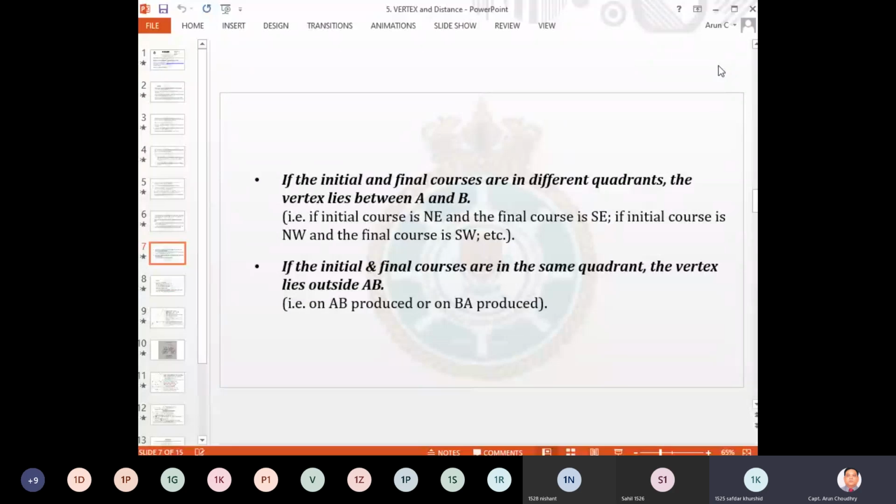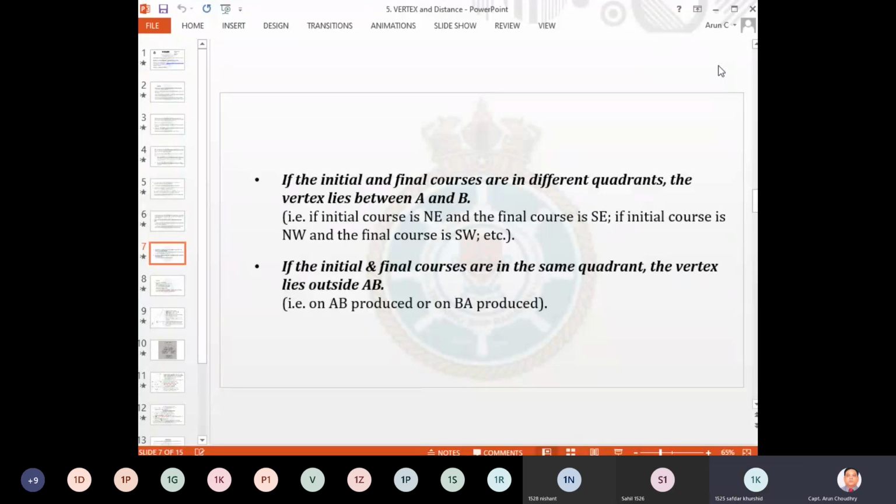Sir, I have a doubt. Who is that? 1525 Sabzar. Yes, sir. So what is your doubt? Sir, if the initial and final courses are in the same quadrant, the vertex lies outside AB. So the vertex will be in the initial course or in the final course? In which part will it be? I didn't hear it properly. Just speak slowly again.